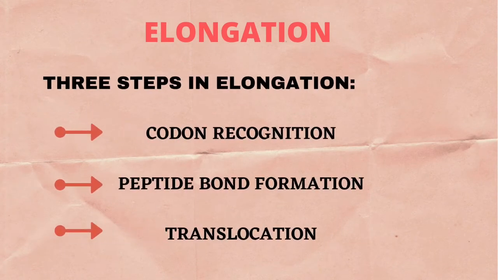The second stage is elongation. There are 3 steps in elongation. The first one is codon recognition. The second one is peptide bond formation. The last one is translocation.